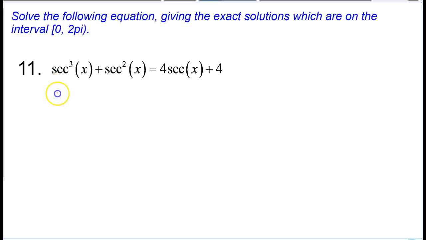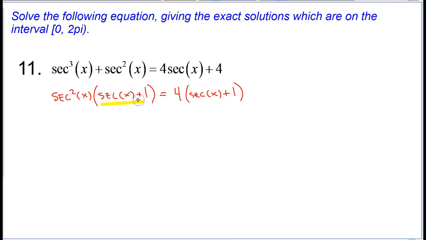So over here on the left, I'm going to have secant squared of x times secant of x plus 1 equals 4 times secant of x plus 1. And I now see that I have secant x plus 1 as a factor in both the left-hand side and the right-hand side.